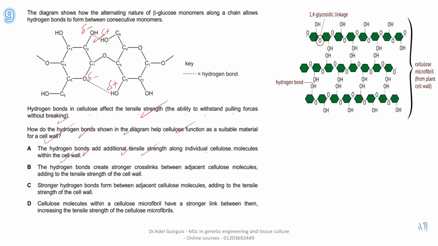Hydrogen bonds create stronger cross links. No, they cross link, yes, it is a bond, but it is not stronger. The description stronger is wrong. It is a very weak bond, weaker than covalent. Also, stronger hydrogen bonds, not stronger. It is much weaker than covalent, as we said before. Cellulose molecules within a cellulose microfibril have stronger links between them. Wrong. So the answer is A.